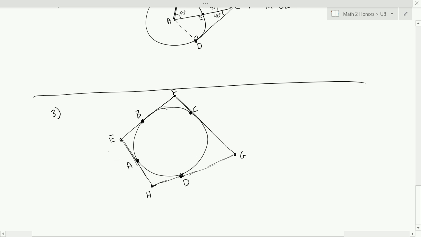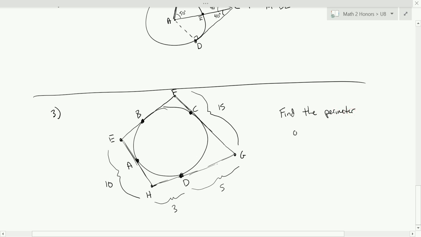Maybe I'll help you here. Let me tell you that EH is going to be 10 units long. FG is going to be 15 units long. Let's say that HD is 3 units long, and DG will be 5 units long. And can you find the perimeter of my quadrilateral EFGH?